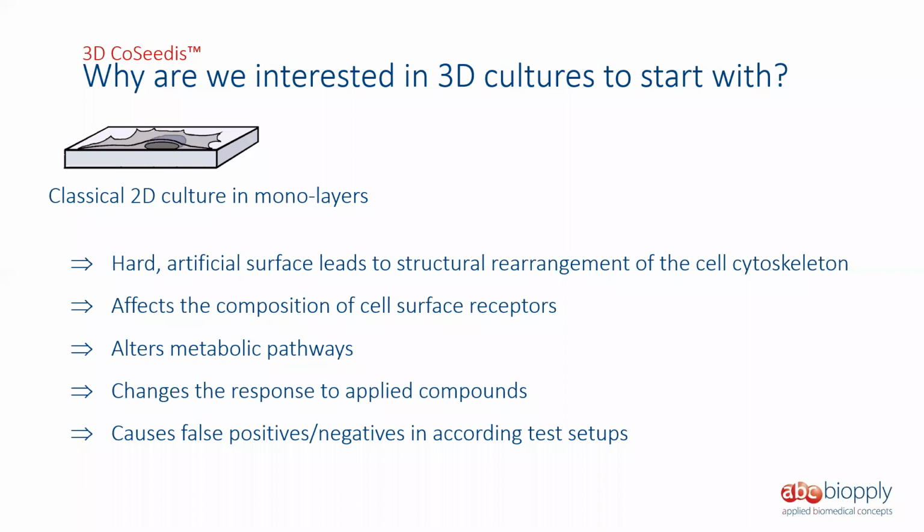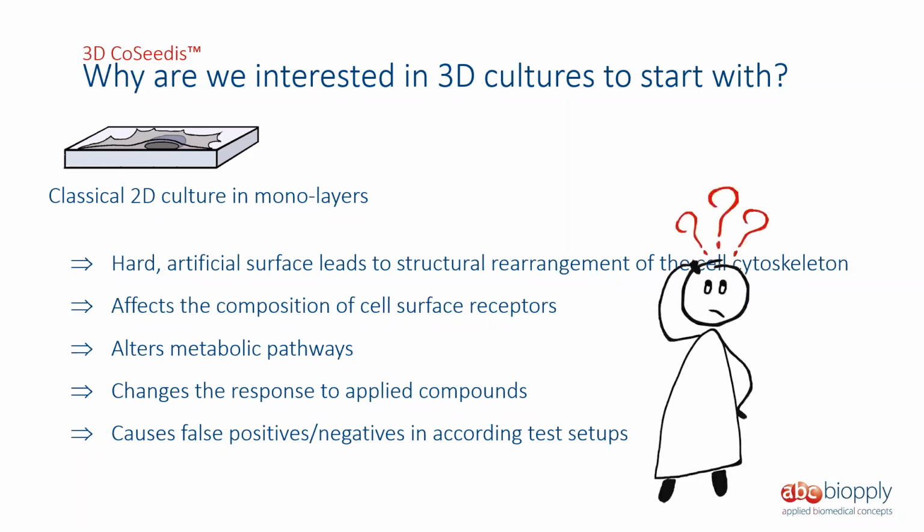Classical 2D cultures are done in monolayers, as you know. However, the past decades have shown that cells growing in 2D on a hard artificial surface normally show structural rearrangements of their cytoskeleton. These rearrangements then affect the composition of cell surface receptors, which again has a severe influence and alters metabolic pathways. It changes the response, therefore, also to applied compounds, and as a consequence, causes false positives and negatives in according test setups.